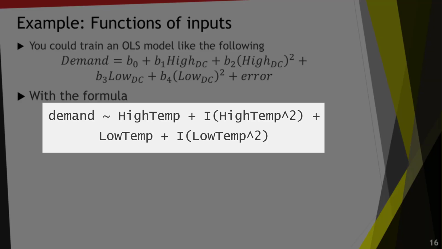Again, we'd start with the label, demand, followed by a tilde. The first term, the feature high temperature, plus the second term, the high temperature squared. Again, we have to put that inside the I function, so R knows to square that feature. Followed by the low temperature feature, followed by the same with the low temperature squared inside the I function.